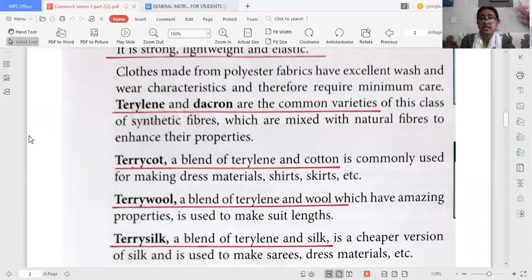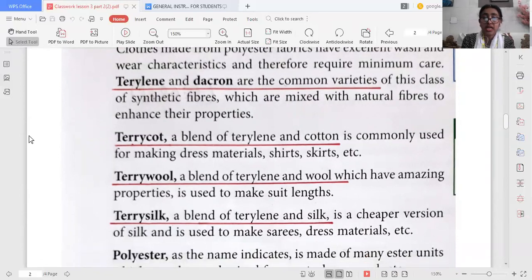When Terylene is blended with cotton, it is known as terrycot, commonly used for making dress materials, shirts and skirts. When Terylene is blended with wool, it is known as terry wool. Now you can see they are blended fibers, because here a synthetic fiber along with a natural fiber are blended. They blend with each other. That's why they are known as blended fabrics, like terrycot, terry wool, terry silk. Now, if Terylene is blended with silk, it will be known as terry silk. So terrycot, terry wool, terry silk are all known as blended fabrics.